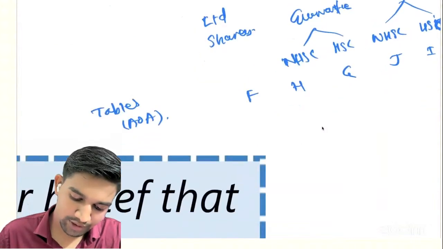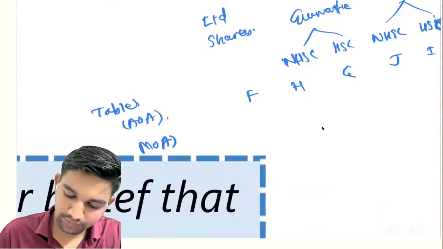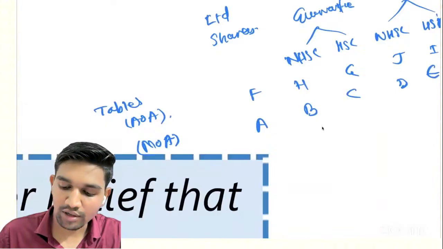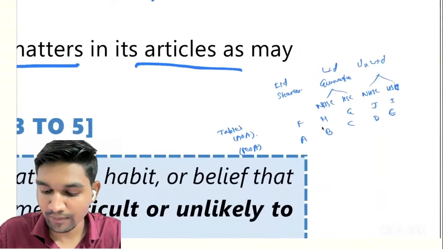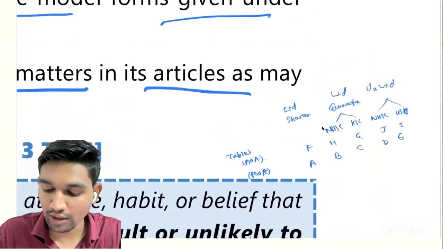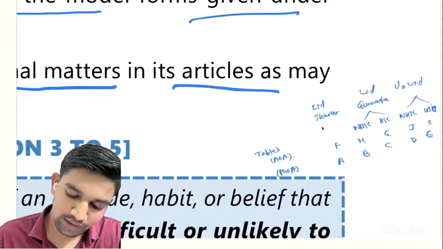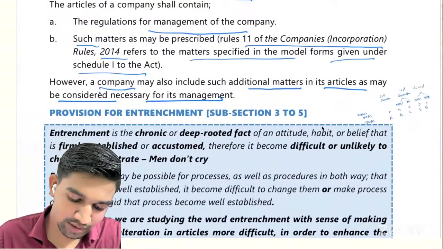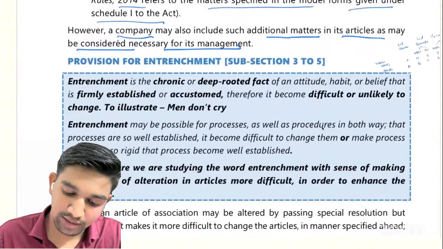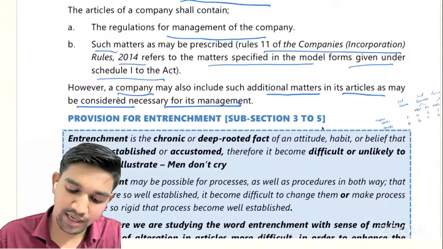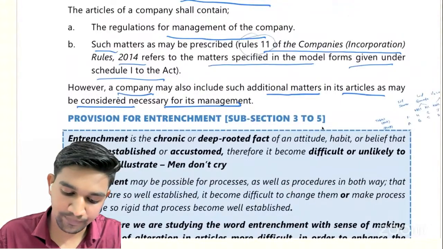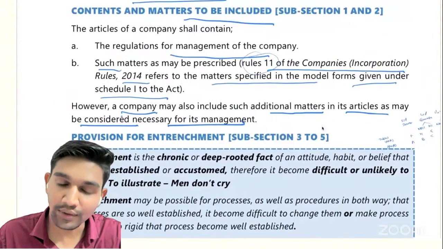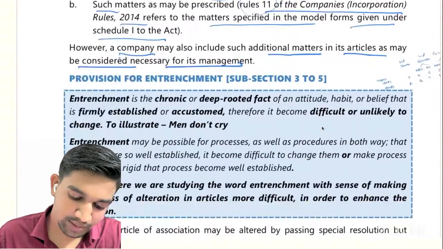And for MOA, A, B, C, D. These are the model forms, model formats of MOA and AOA, which are present in Schedule 1 of the Companies Act 2013. And there is Rule 11, which talks about the matters which should be incorporated into the AOA of a company.